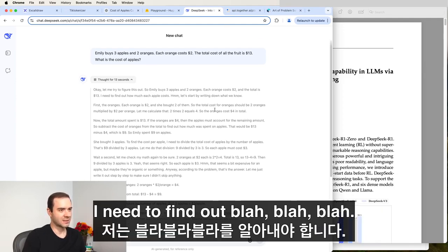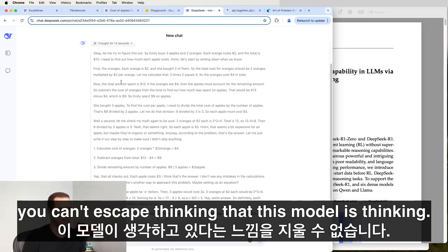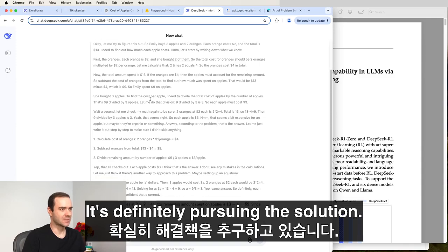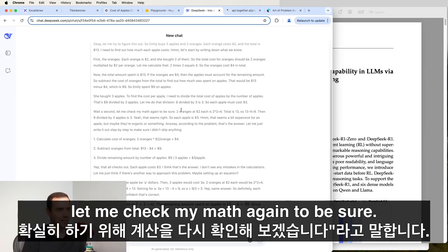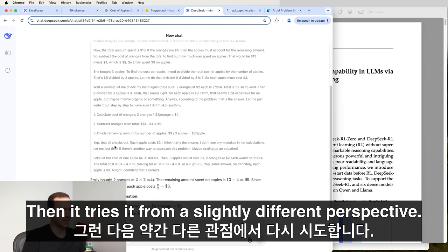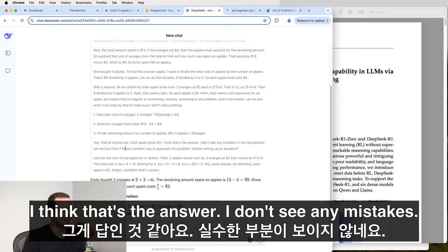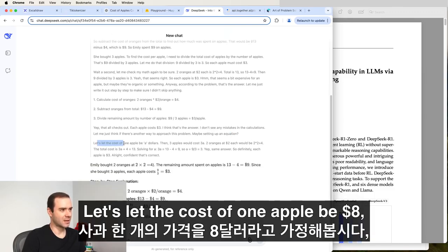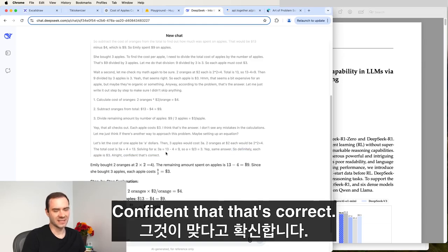So here, as you're reading this, you can't escape thinking that this model is thinking. It's definitely pursuing the solution. It derives that it must cost $3, and then it says, wait a second, let me check my math again to be sure. And then it tries it from a slightly different perspective. And then it says, yep, all that checks out. I think that's the answer. I don't see any mistakes. Let me see if there's another way to approach the problem, maybe setting up an equation. Let's let the cost of one apple be $8, then blah, blah, blah. Yep, same answer. So definitely each apple is $3. All right, confident that that's correct.